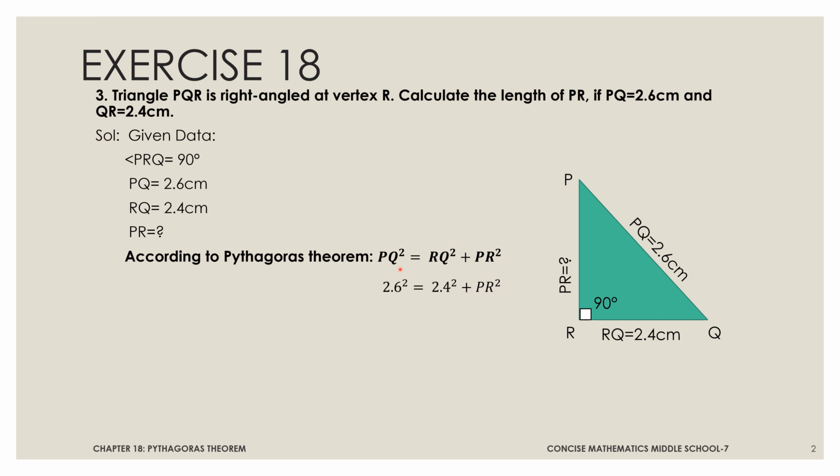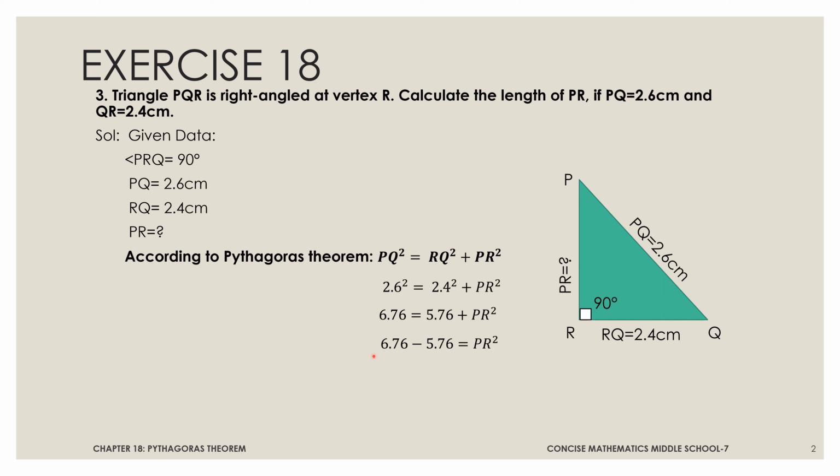Firstly, let's multiply this square, that is 2.6 square. What does 2.6 square mean? 2.6 into 2.6. It will be 6.76 is equal to 2.4 into 2.4, that is 5.76 plus PR square. And now we need to find out PR square. So get this 5.76 to the other side so that you can get the value of PR square. This is the reason why we are getting this 5.76 to the other side. That means it becomes 6.76 minus 5.76 is equal to PR square.